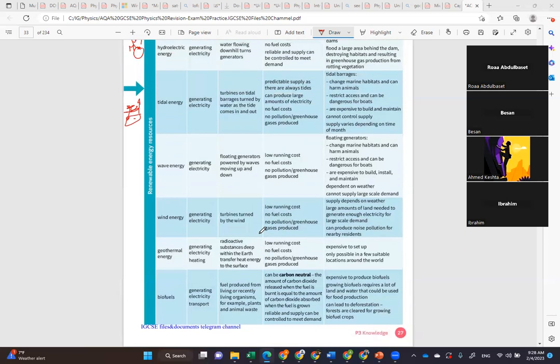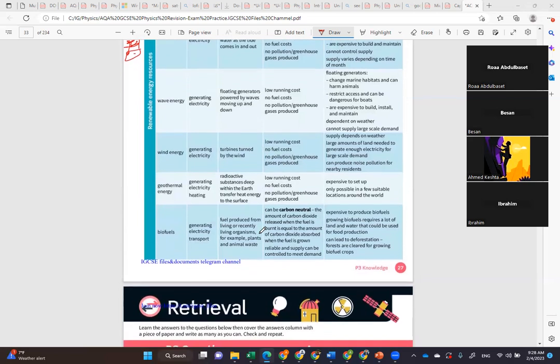The sixth renewable energy resource is geothermal energy. Geothermal means energy derived from radioactive activity or radioactive materials. It is used to generate electricity and heating. Radioactive substances deep within the earth transfer heat energy to the surface. It shares the same advantages as the above energy resources, but the disadvantage for geothermal energy is that it is expensive to set up, and only possible in a few suitable locations around the world.